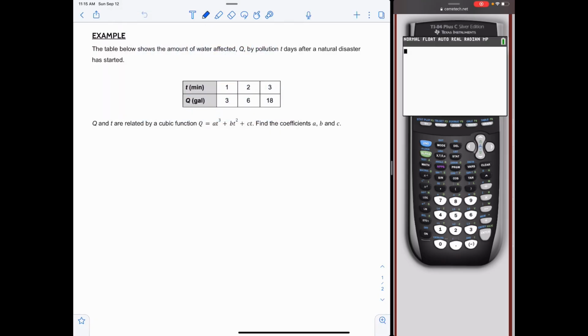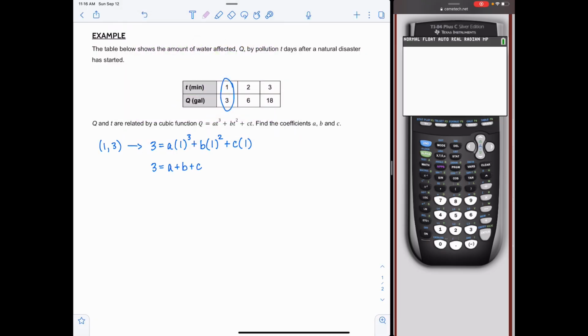If I use the point (1, 3), I am going to end up with the equation after I substitute the values properly. 3 is equal to a times 1 to the third power plus b times 1 to the second power plus c times 1. And it ends up simplifying to be 3 is equal to a plus b plus c.